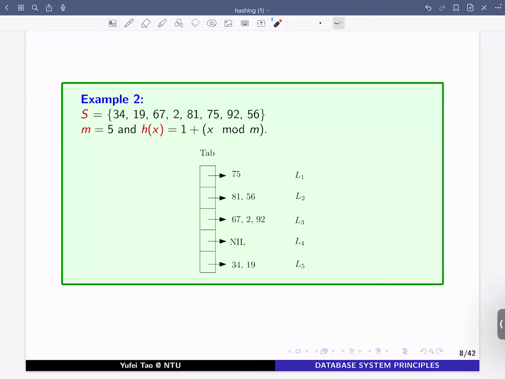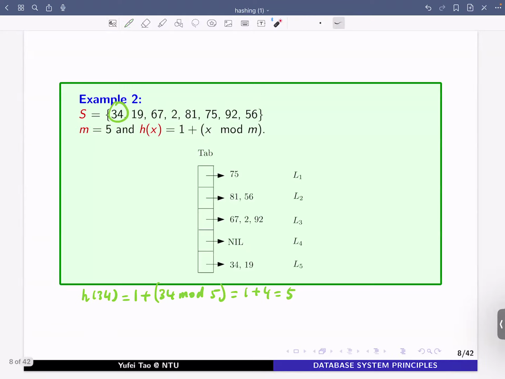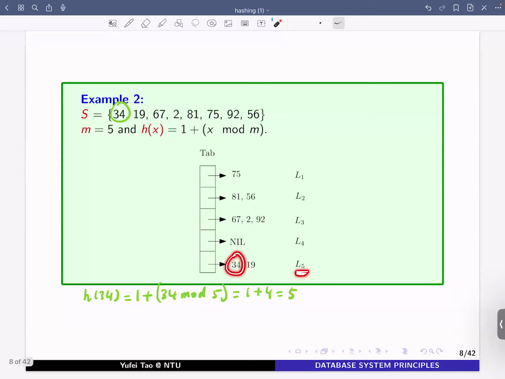All right, so how do we create the bucket? Well, that's easy. If you look at the first element, which is 34 here, you calculate the hash value of 34. Let's do the math carefully. You're looking at modulo 5, right? You do that, you get 1 plus 4, which is 5. Which is why 34 goes into bucket 5. And 19, the second element here, you calculate the hash value, you get 5. 67, its hash value is 3, which is why it goes into the third bucket. You got the idea?